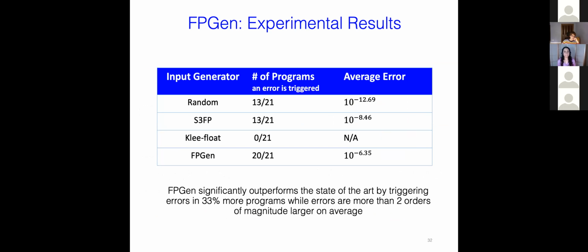And as a summary, out of the 21 programs, the random generator and S3FP triggered an error in 13 programs. ClearFloat could not trigger any errors in any of the programs. So this is the symbolic execution engine working on the original program. And FPGen triggered an error on 20 programs. And in terms of the magnitude of the errors, FPGen triggered an error that was, on average, more than 2 orders of magnitude larger.